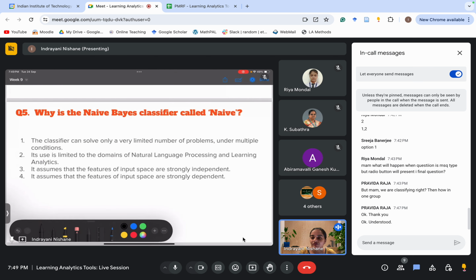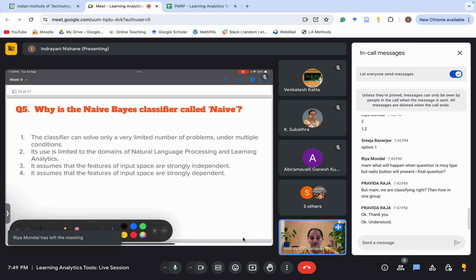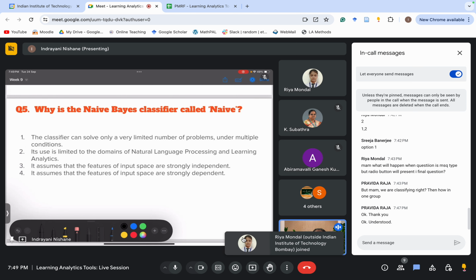Coming to question 5, why is the naive Bayes classifier called naive? So yeah, this answer you all will give me. I'm going to take a few seconds break here. Please read all the options and tell me which option is correct for this. I'm going to drink some water here.